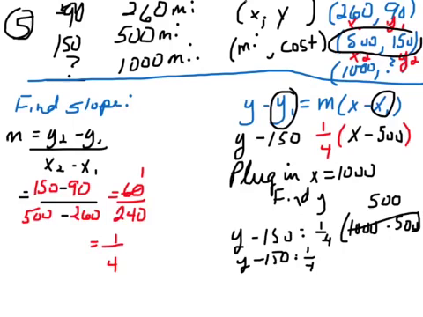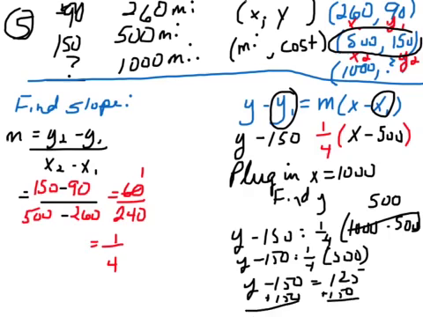Let's see what that would be. A fourth of 500 is 125. So y minus 150 is 125. And then if I add 150 to both sides, I'd get the y, which is the cost of my airline ticket for 1,000 miles, is going to be 275. So the cost is 275.